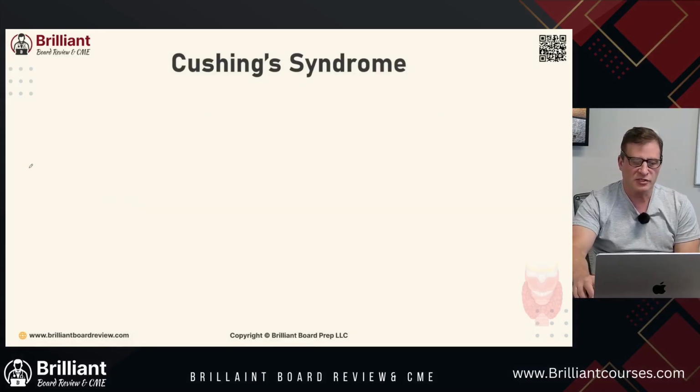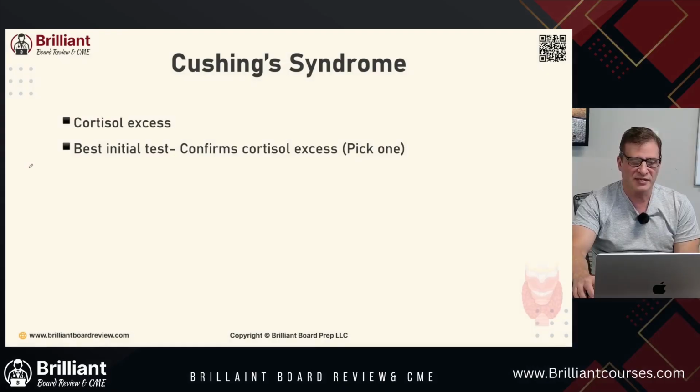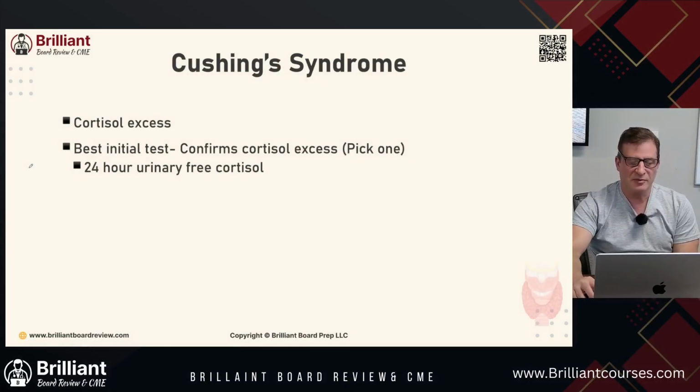Let's go more in discussion on Cushing syndrome. Cortisol excess, best initial test to confirm cortisol excess. Pick one: 24-hour urinary free cortisol. Guess what? Collecting urine for 24 hours sucks, and it never happens. Say the patient does it at home, the lab will lose it. Say the patient does it at home, the clinic will lose it. Say the patient forgets to do it, that's normally what happens.